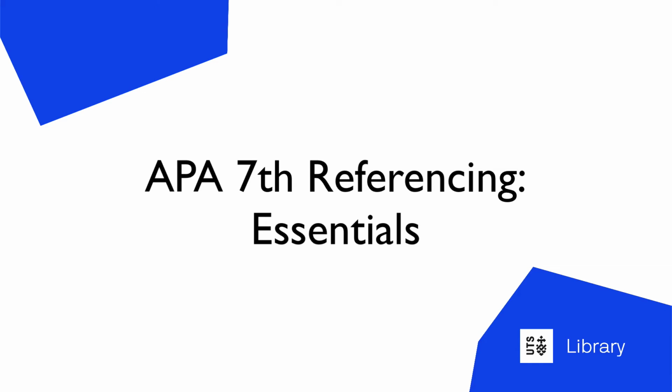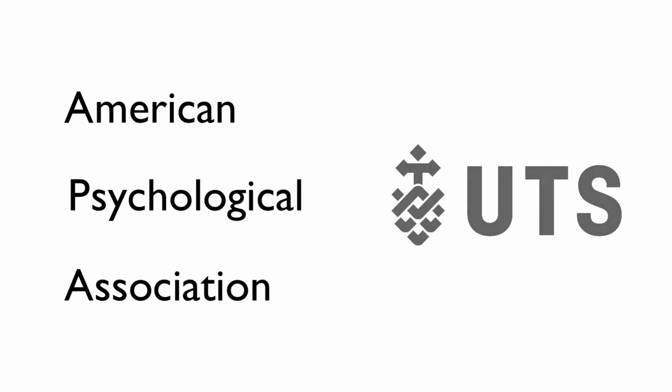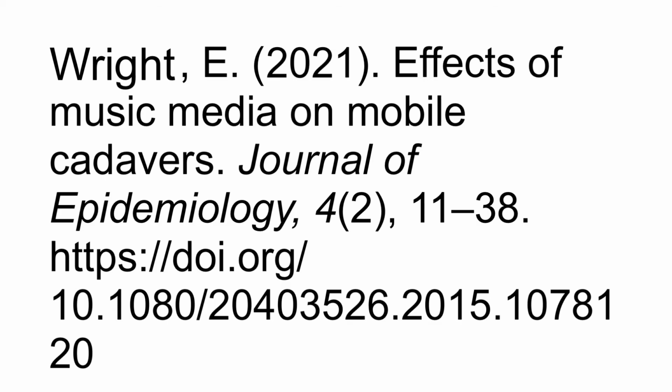Hello and welcome to UTS Library's tutorial on APA 7th Referencing Style Essentials. APA is short for American Psychological Association. The APA referencing style is used by a growing number of schools and faculties at UTS. In this video, we'll show you how to write an in-text citation and how to format a reference list.